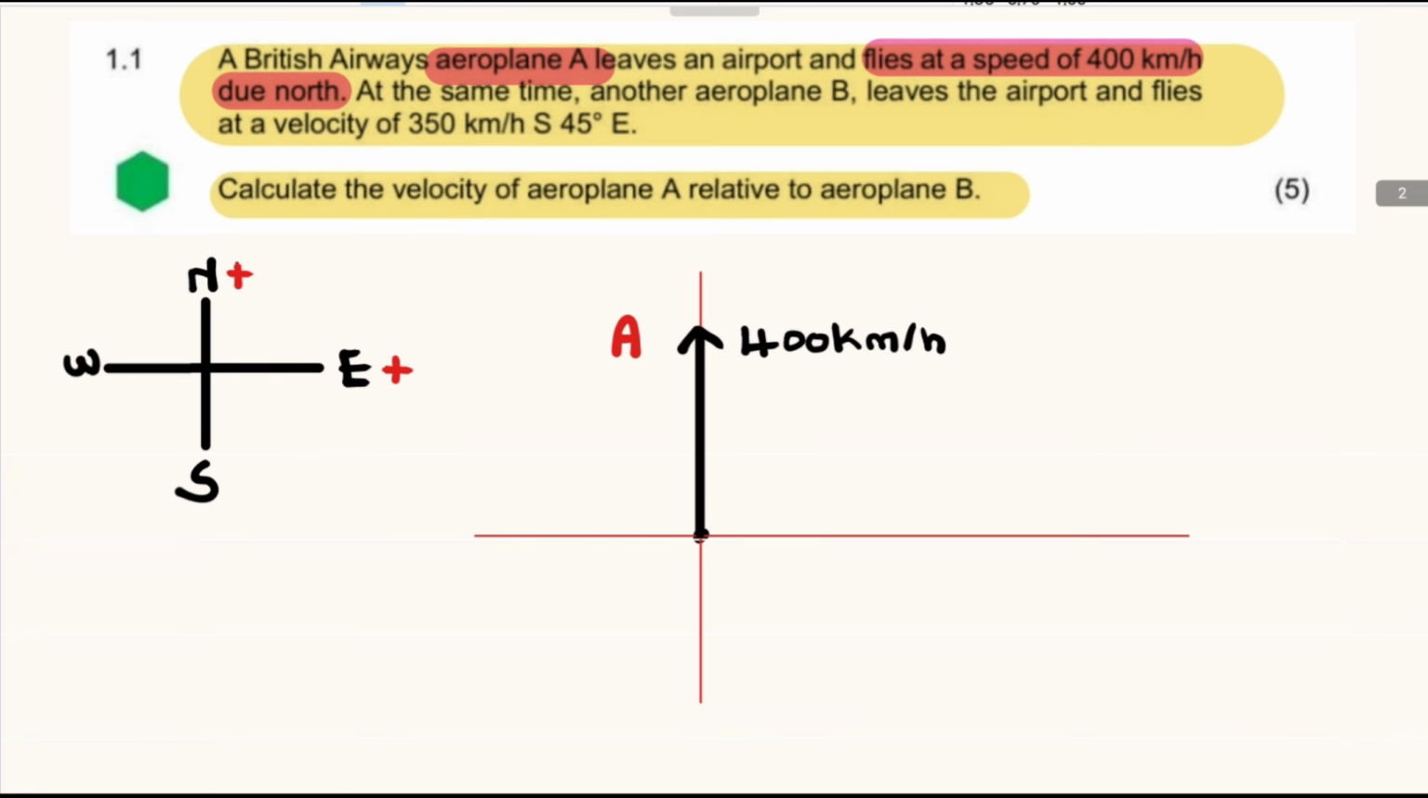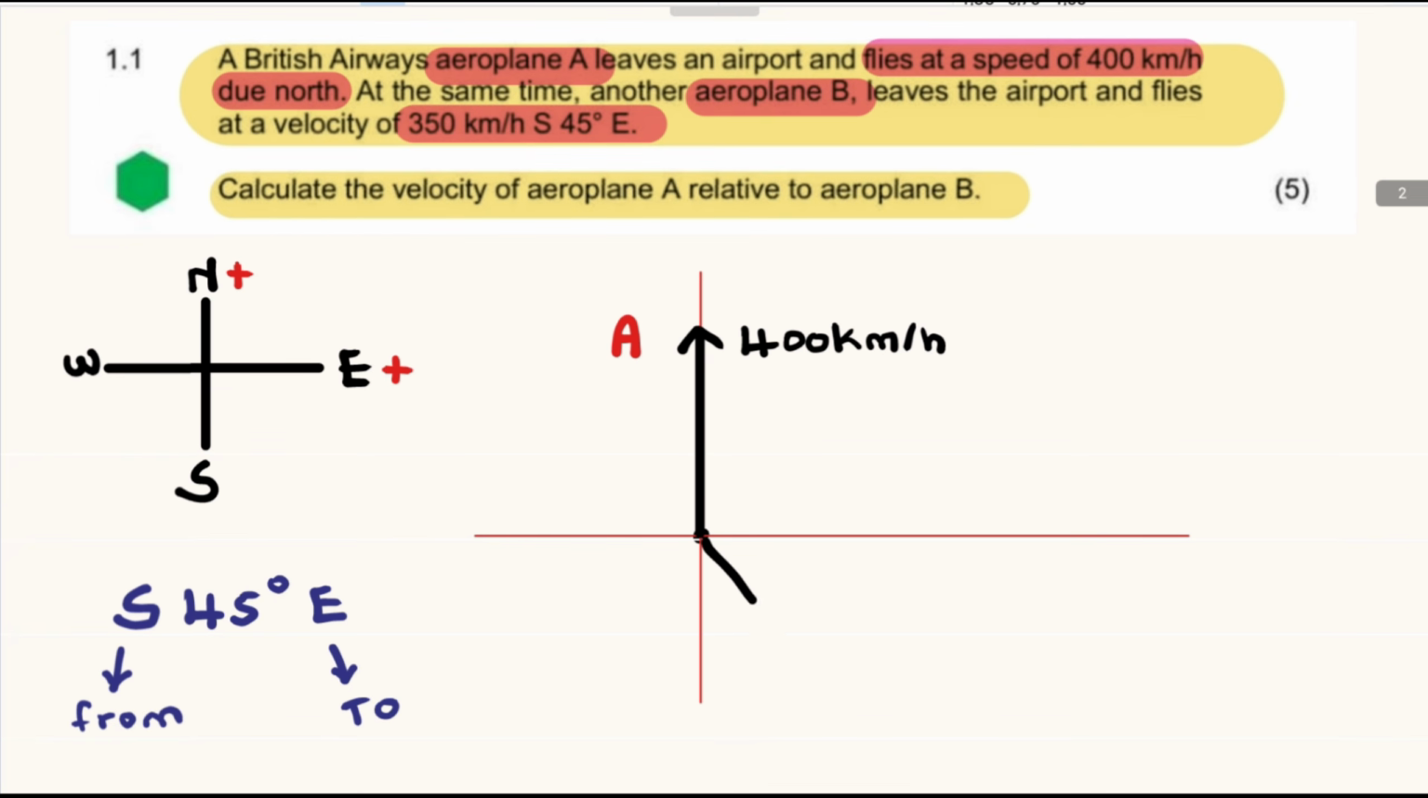So this is aeroplane A, and we are also told that another aeroplane B leaves the airport and flies at a velocity of 300 kilometers per hour, 45 degrees east of south. We have the bearing S 45 degrees east. So this means that aeroplane B is from south and it's going to east. And from south it is going to east by 45 degrees. So 45 degrees from south going east.